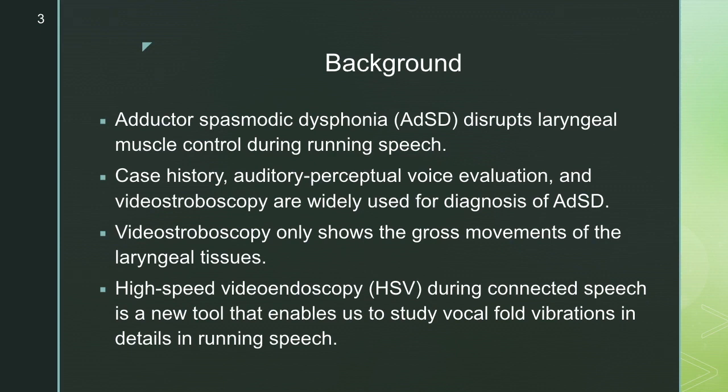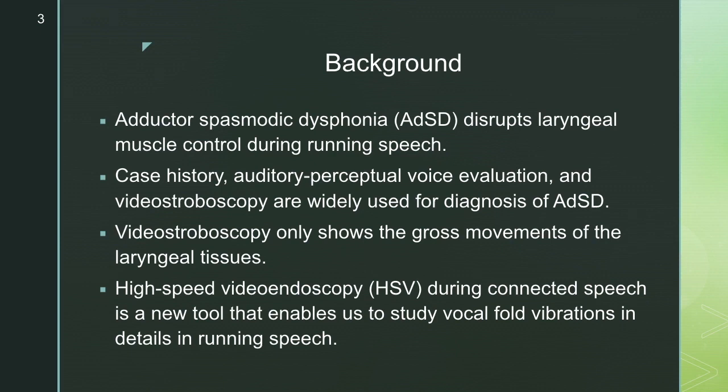Adductor Spasmodic Dysphonia, or ADSD, is a voice disorder that disrupts laryngeal muscle control during speech. Case history, auditory perceptual voice evaluation, and videoendoscopy are widely used for diagnosis of spasmodic dysphonia. However, spasmodic dysphonia misdiagnosis with muscle tension dysphonia and vocal tremor is common. Therefore, we need to develop better objective measures that can help with the differential diagnosis of ADSD from similar voice disorders.